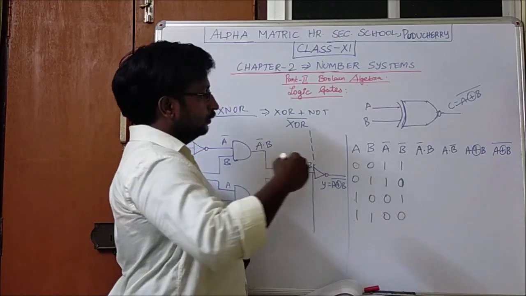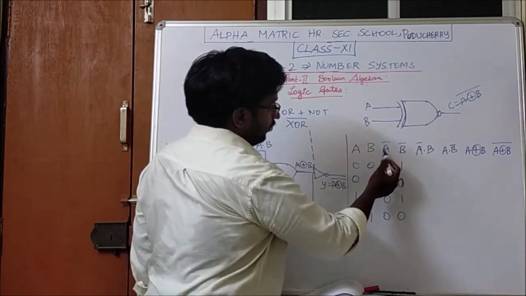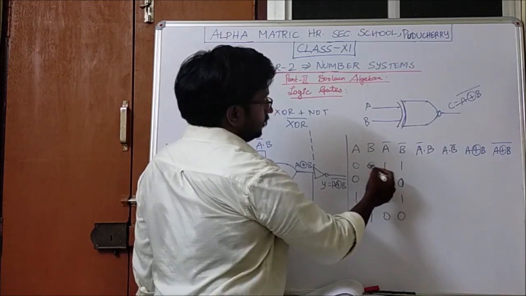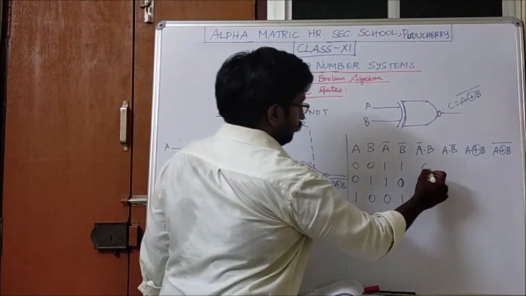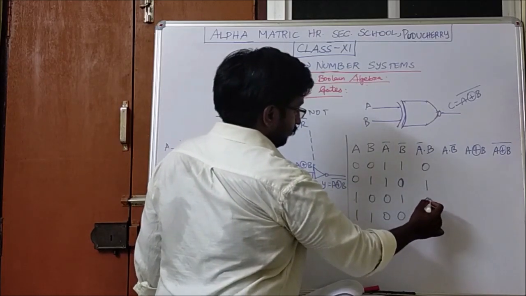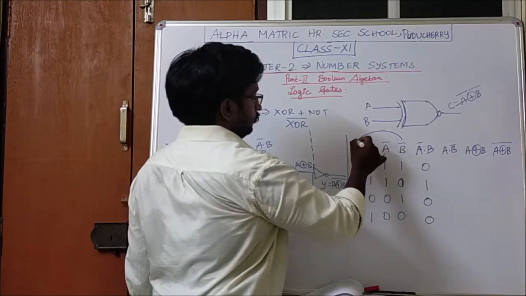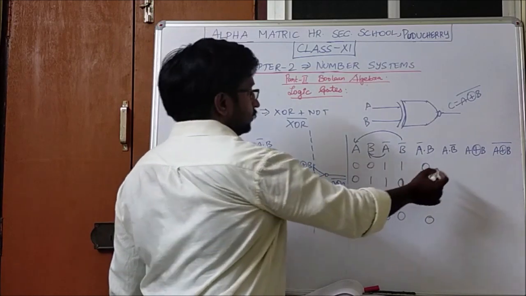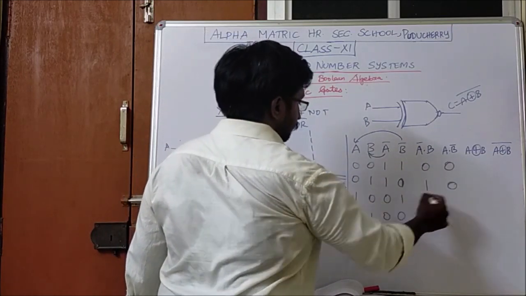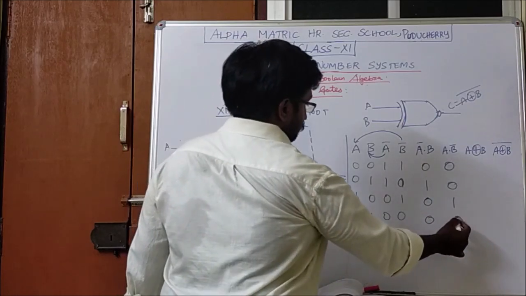So now let us derive the truth table. Inverse of A into B, that is, if both the inputs are true, the result will be true. So here 0, here true, here false, and here also false. Combining these two, here also false, false, here is true, so true, here is false.